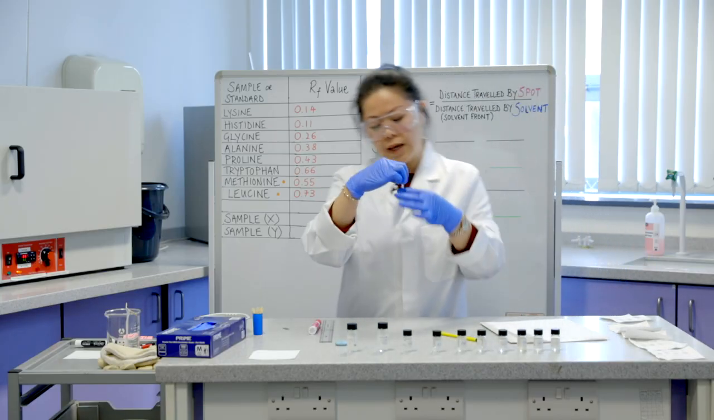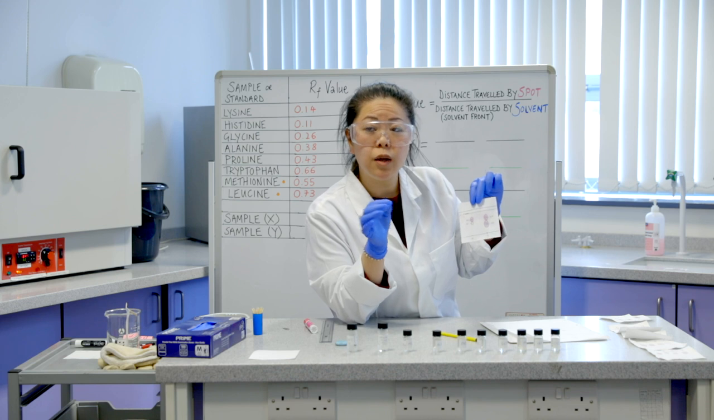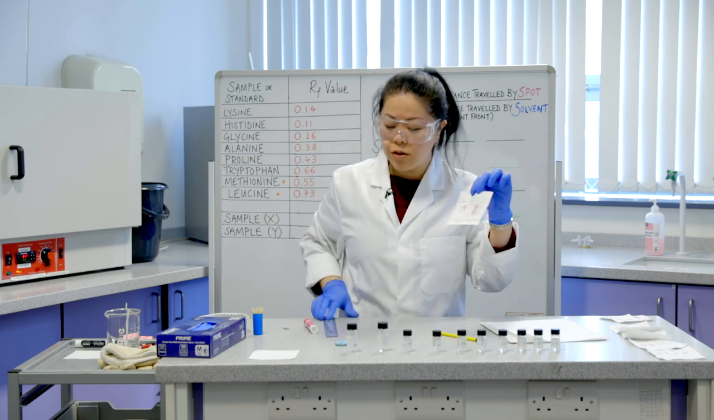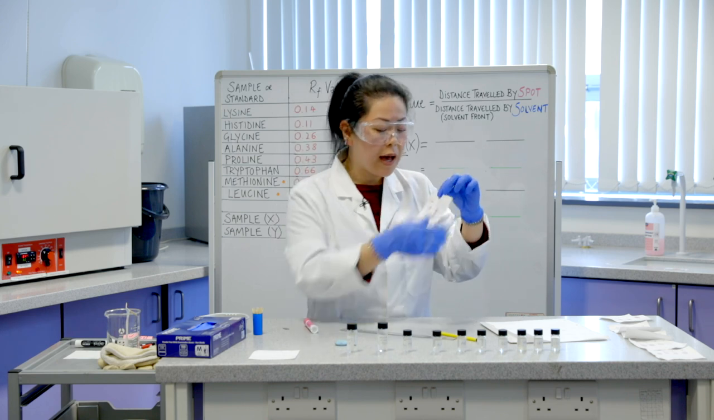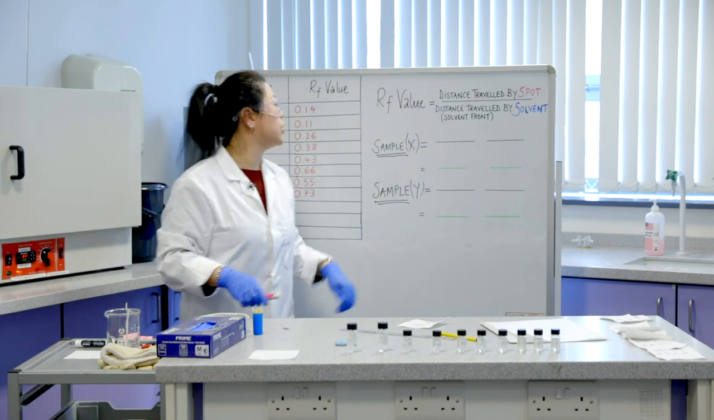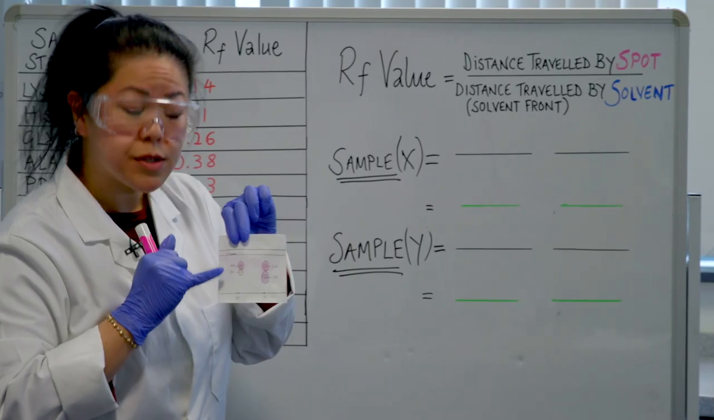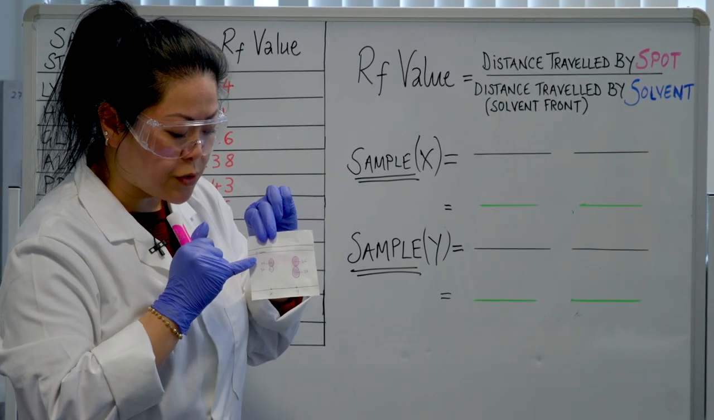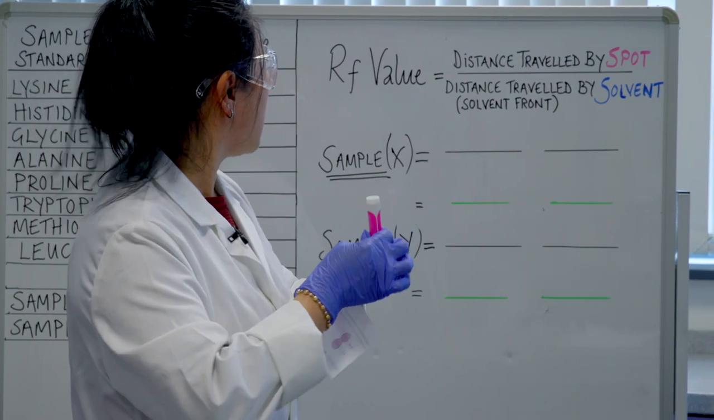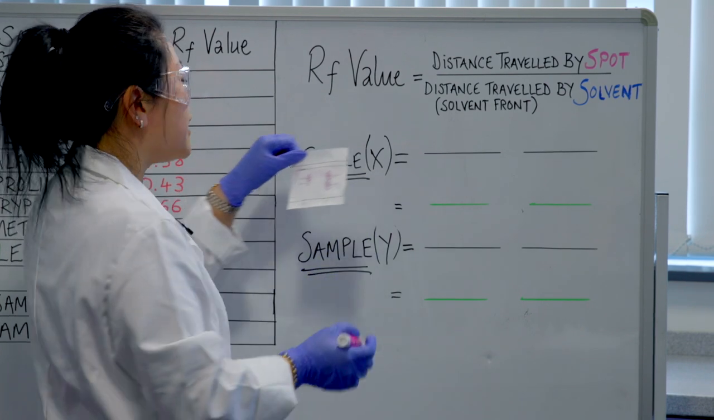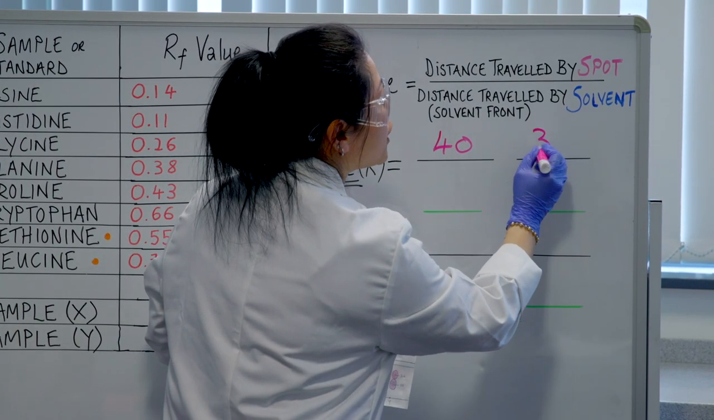This here is what we've got, and using my ruler, again, the unit that we need to focus on is millimetres. So I've used just a normal ruler, I've measured out the distance in which it moved, and let's do some calculation of the RF value. So my sample, sample X, as you can see, has two sets of results here. So I need to work out the RF value for this spot, and I also need to work the RF value out for the spot below it. The distance that I've got for sample X was 40 millimetres for the higher spot, and the lower spot was 30 millimetres.